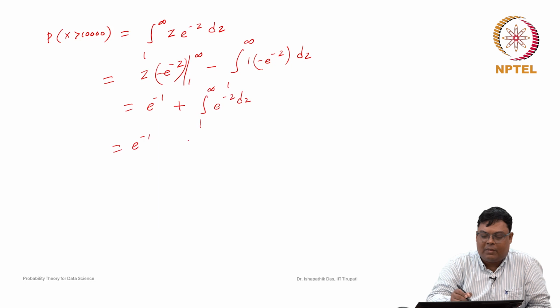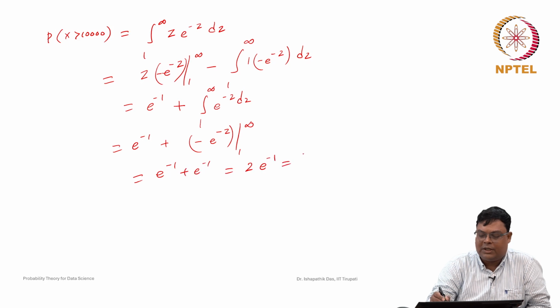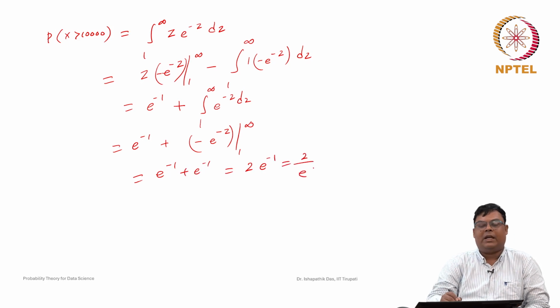So, this is e to the power of minus 1, again this plus minus e to the power of minus z, and then limit 1 to infinity. So, similarly z goes to infinity, this is 0 and e to the power of minus 1, this is minus and minus plus. So, it is e to the power of minus 1 plus e to the power of minus 1, it is 2 into e to the power of minus 1. So, basically this probability is 2 by e.